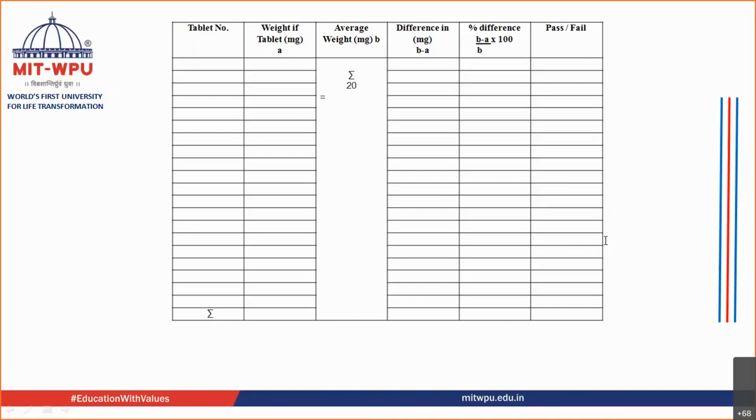Here you are not going to tumble the tablets. You are not going to use the Roche friability. That you are not going to do. Okay, Sanjana, I hope your answer is clear.